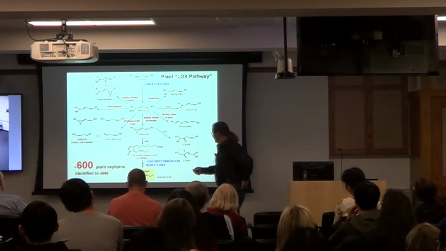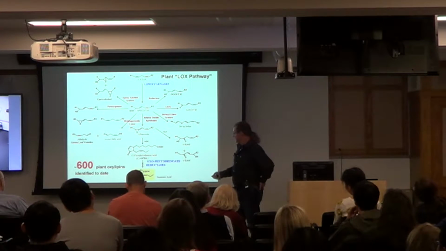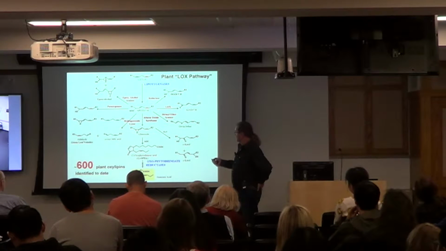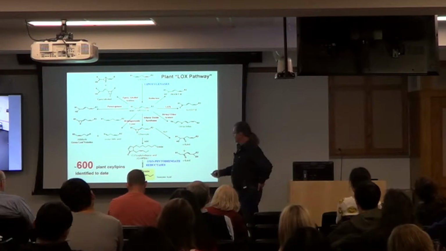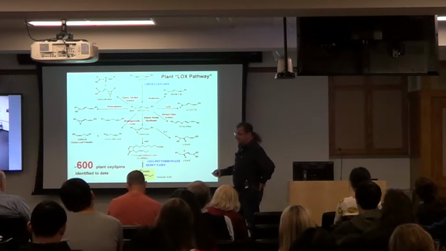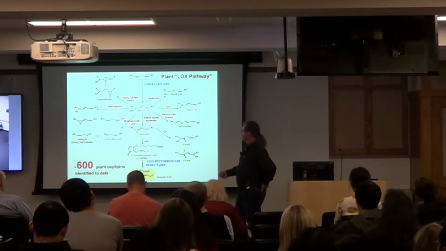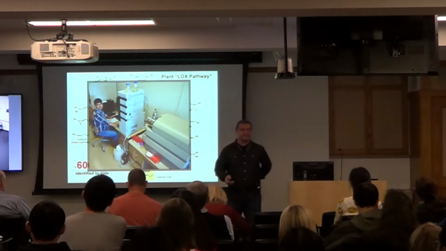The best understood oxylipin in plants, of course, is jasmonic acid. It is produced by the allene oxide synthase branch of the pathway and involves oxophytodienoate reductases, only a few of them, not all of them, to make jasmonic acid and eventually jasmonic acid isoleucine.